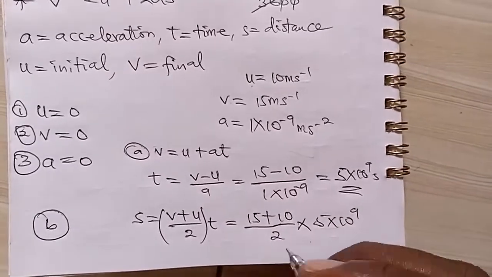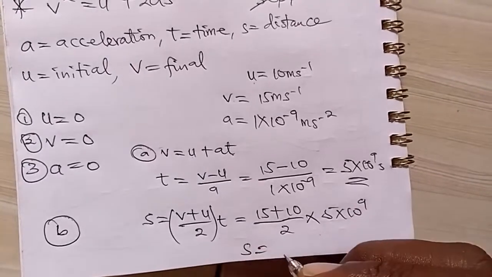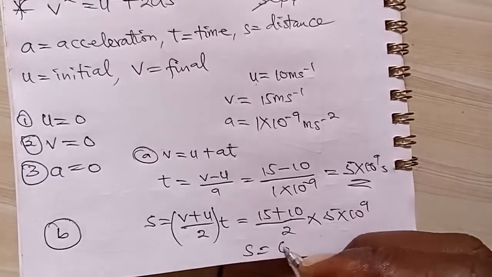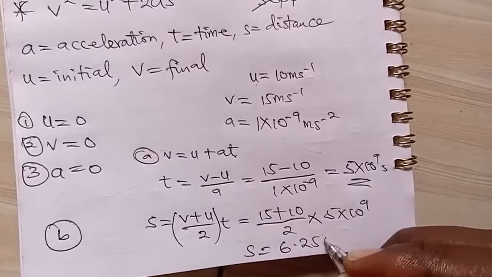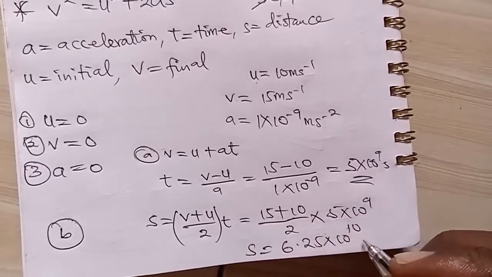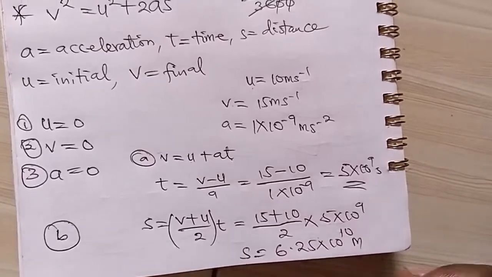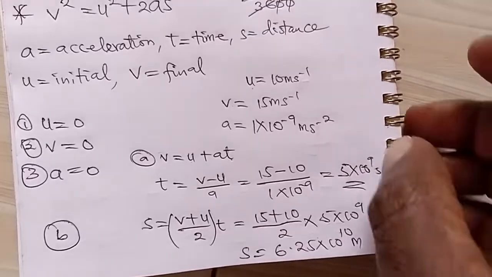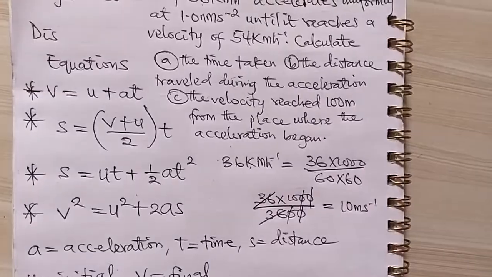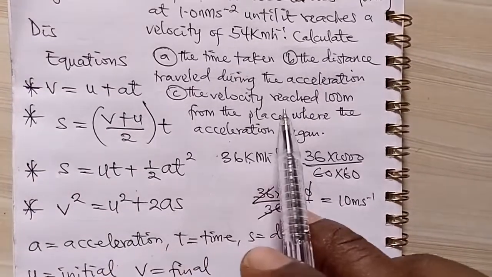So if we press that in the calculator, we'll have 6.25 times 10 raised to power 10 meters. So we need to turn over for the third one, C. So C says the velocity reached 100 meters.